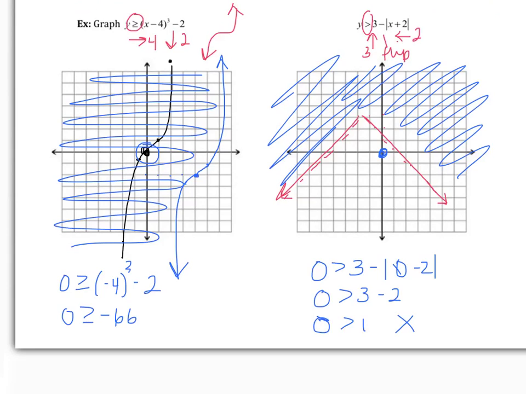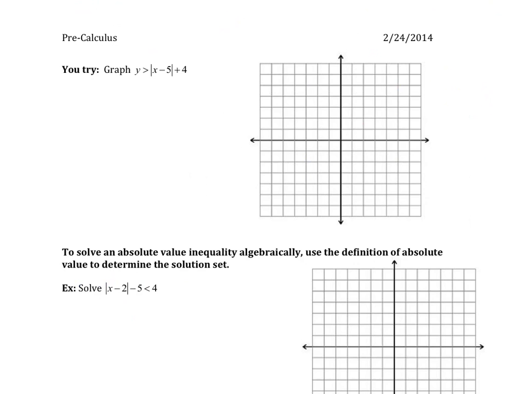Again, nothing new. Just remember dotted or solid lines, testing points, and then graphing your parent function with the appropriate translations. So here's one for you to try. y is greater than the absolute value of x minus 5, plus 4. So try that one out and put your answer on the provided graph.